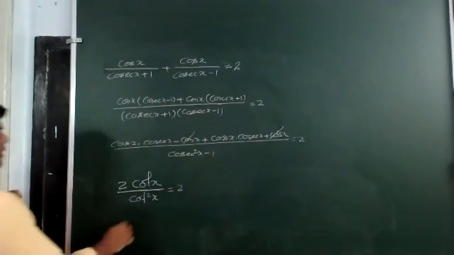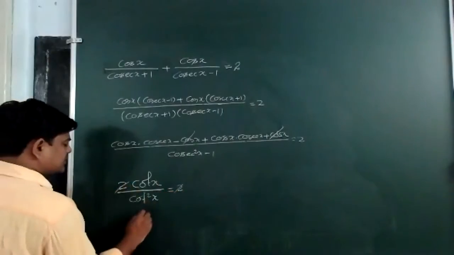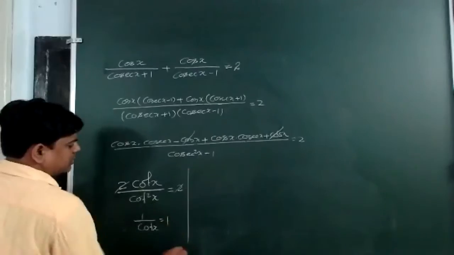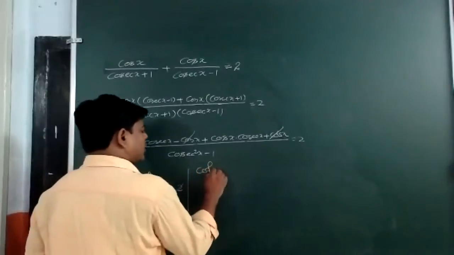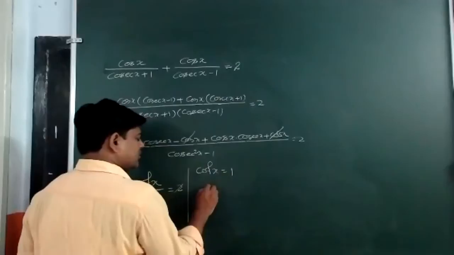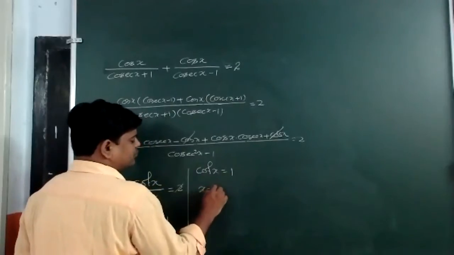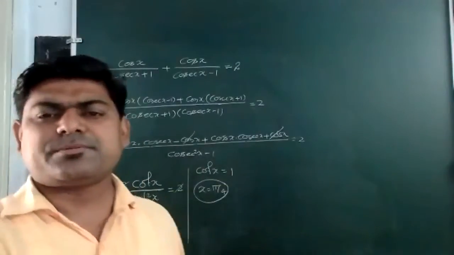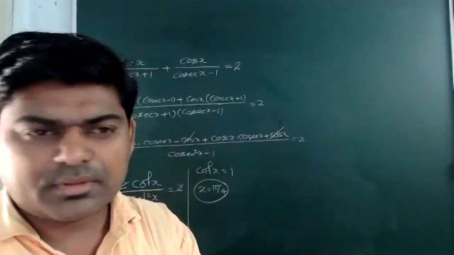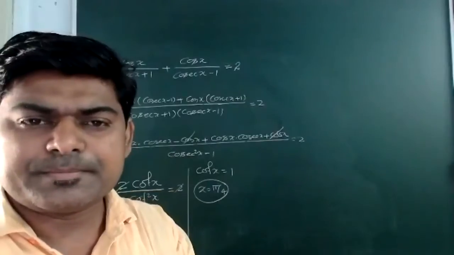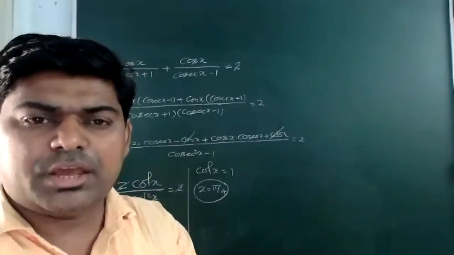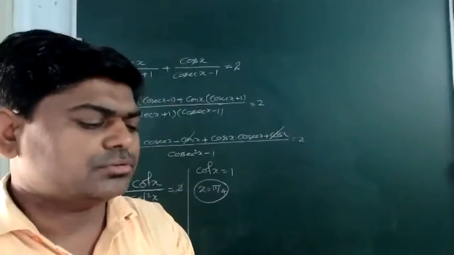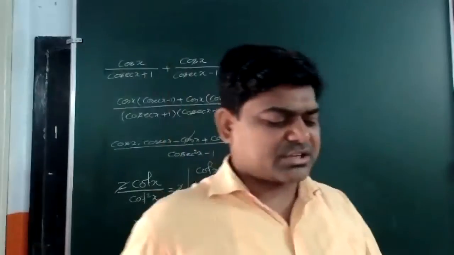Now, I may write here 2 and 2 can be cancelled. 1 upon cot x is equal to 1. Then easily I get cot x is equal to 1. So what I am thinking, x is equal to pi by 4. The value of cot pi by 4 is 1. Anyone have any problem here? Anyone have any problem? No.